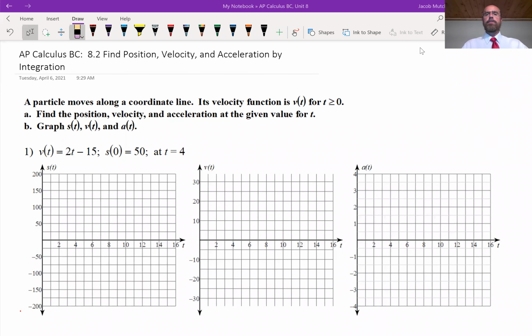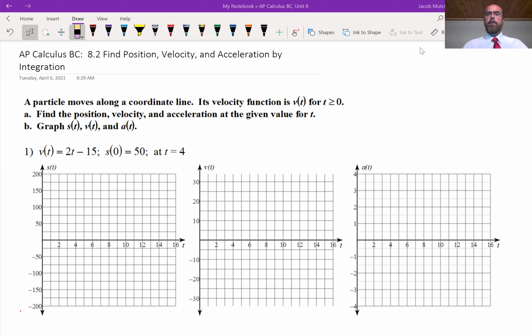Welcome to Calculus. Today we will investigate how to find position, velocity, and acceleration by integration. We'll take a look at two examples. Our task here is twofold. We want to find the position, velocity, and acceleration functions for given values of t, and then we want to graph all three of those functions.